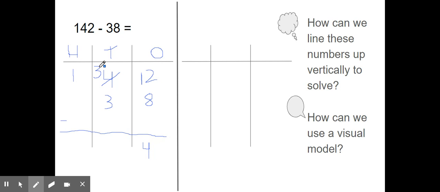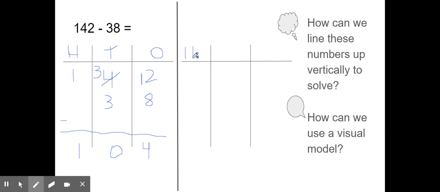Now I'm ready to subtract tens. 3 tens minus 3 tens is 0. 1 hundred minus 0 hundreds is 1 hundred. I got the answer 104. I want you to pause the video and see if you get the same answer using a place value chart. Then we'll do it together.